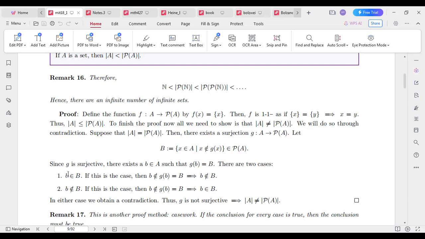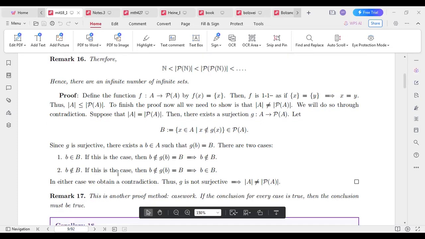Then there are two cases. One is if small b belongs to capital B. In this case, b doesn't belong to g of b, which is equal to B, which implies b is not an element of B. If b is not an element of capital B, then b doesn't belong to g of b equals B, and in that case small b belongs to capital B. Either way, we obtain a contradiction. That means g is not surjective. So the cardinal of A is not equal to the cardinal of the power set of A. So this is the proof of Cantor's theorem.